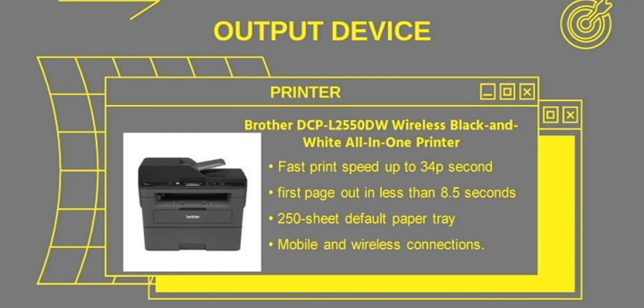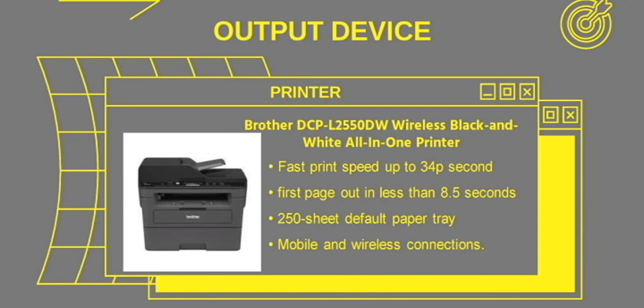The second output device is the printer. We suggest Ruby Record Center buy the Brother DCP wireless black and white all-in-one printer for use in their working area. An all-in-one printer is a multifunction device that is suitable and useful for the computer room in the office. This printer can do all of the activities: copy, scan, fax, for all of the documents. It is essential to have this compact and affordable device in the working area.